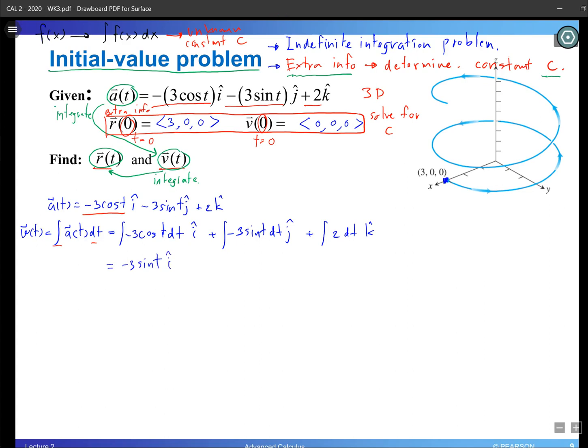Next one, integrate minus 3 sine t. So I integrate sine t directly. Integrate sine t, I get minus cosine t. With the minus sign in front, this becomes plus 3 cosine t j hat. Now I need to integrate the last component, which is 2. So this becomes 2t. This one is easy. k hat. And this is the velocity vector. What we just did here is indefinite integration. Make a note here, indefinite integration, which means that we are going to end up with a constant in the end.